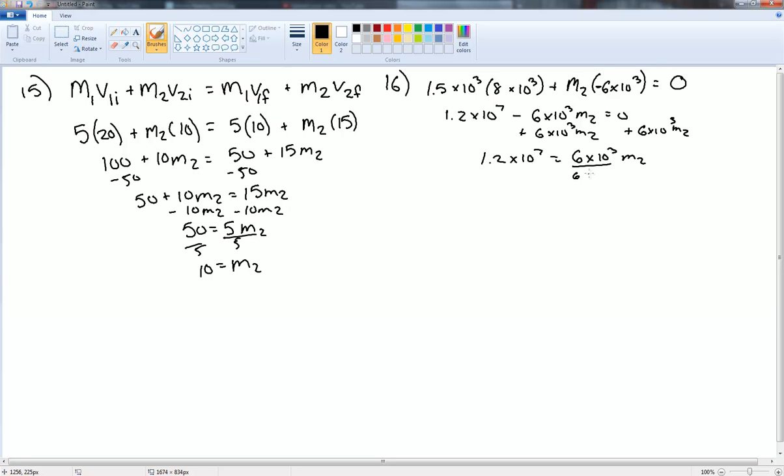If I want the mass, I'll divide each side by this 6 times 10 to the third. And then in the end, I should get that this is equal to 2 times 10 to the third. This is the mass of the second object.